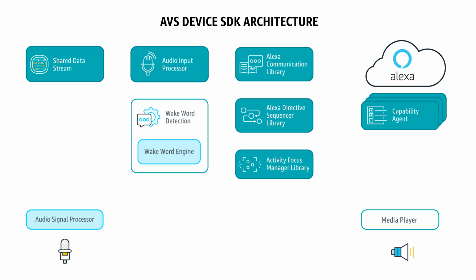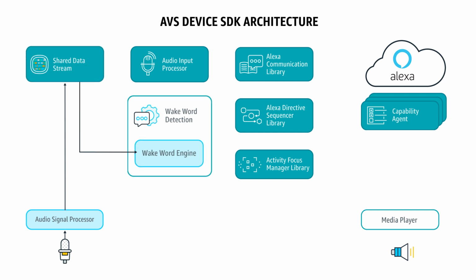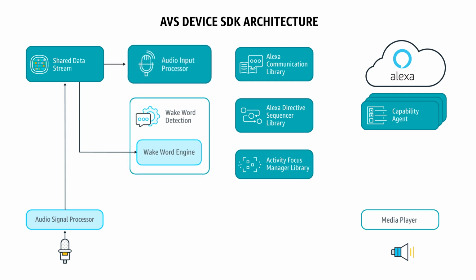So I'm going to start with a hands-free example. Let's just say, Alexa, are you ready? When you say Alexa, the audio signal processor takes your voice, digitizes it, cleans it up, and makes it easier to process later. At this point, it's sent to the Shared Data Stream, or SDS, where it takes the data and splits it to two places. The first place being the wake word engine, or WWE, and also the audio input processor, or AIP.